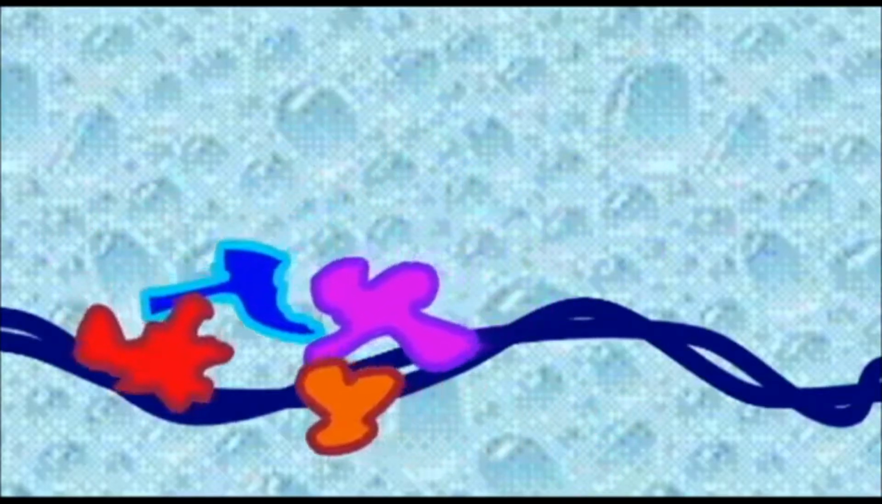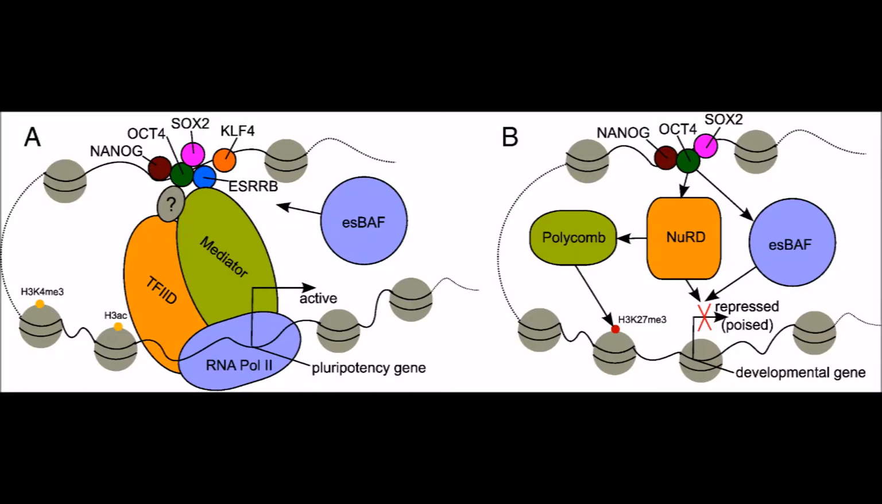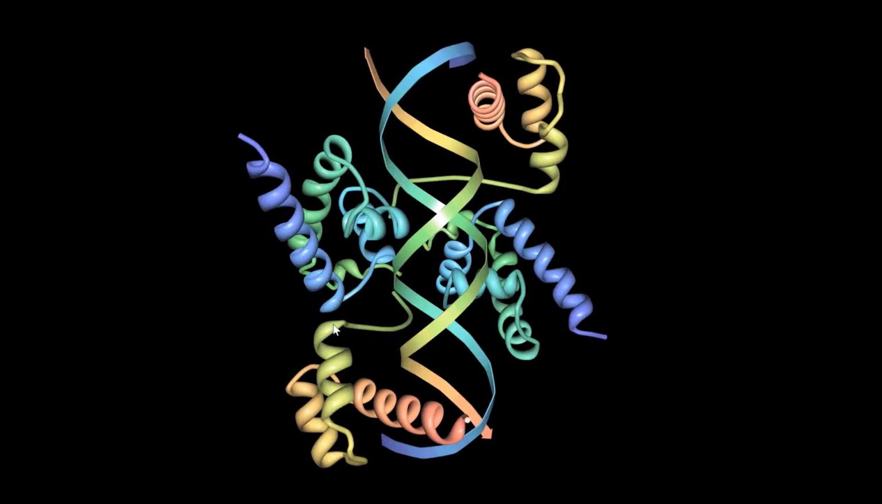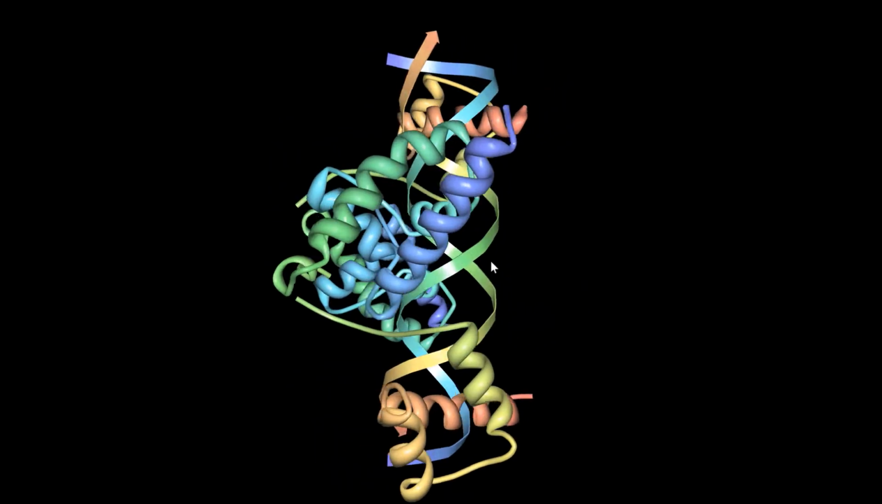While OCT4 binds to DNA as monomers, it can also bind to other transcription factors such as SOX2, which can generate a greater variety of cellular processes. For example, in this graph, OCT4 binds to other transcription factors like SOX2, KLF4, NANOG, and other complexes that eventually produce the pluripotency gene.